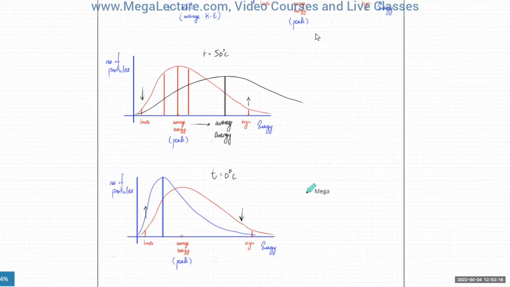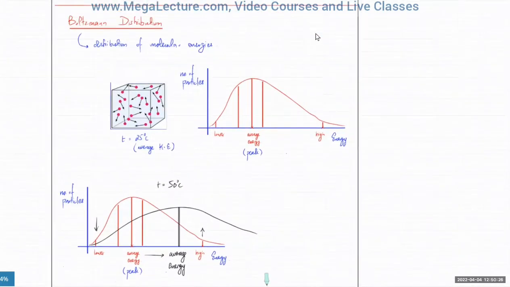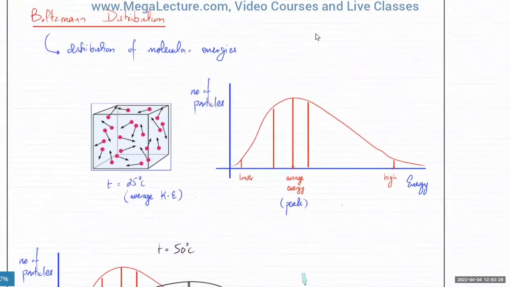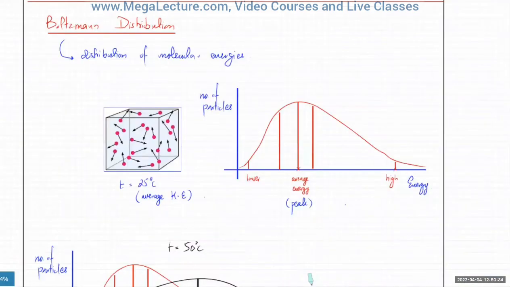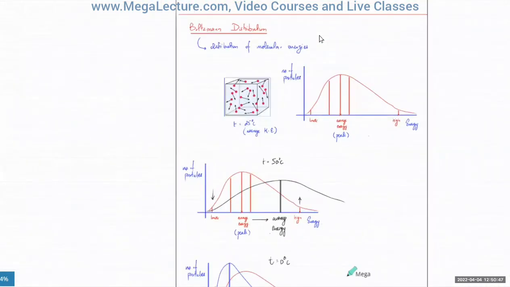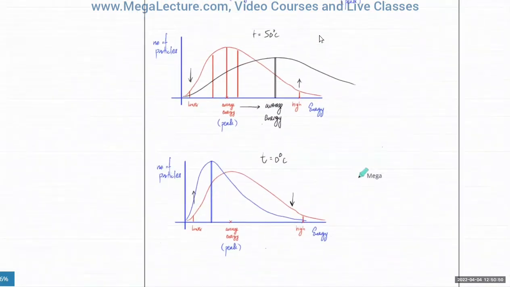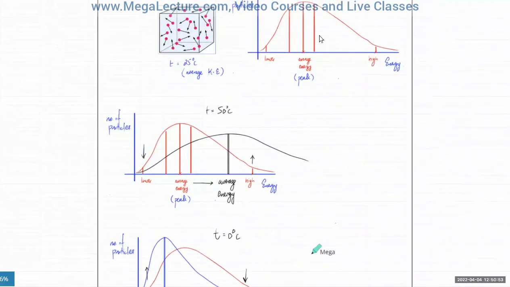Is this clear? Yes or no? Is this clear? Aisha, Ruba, Lisa, is this clear? Yes, sir. Okay, so that's about it.